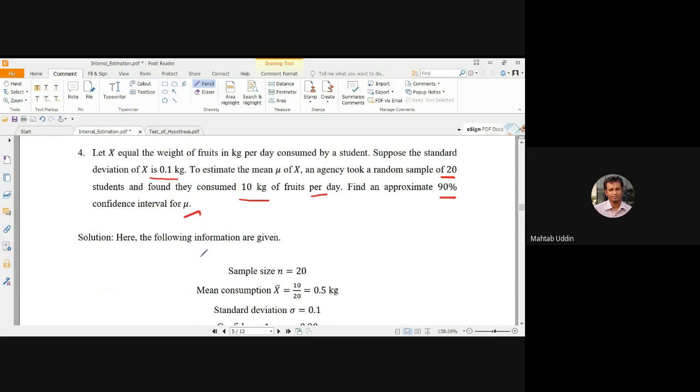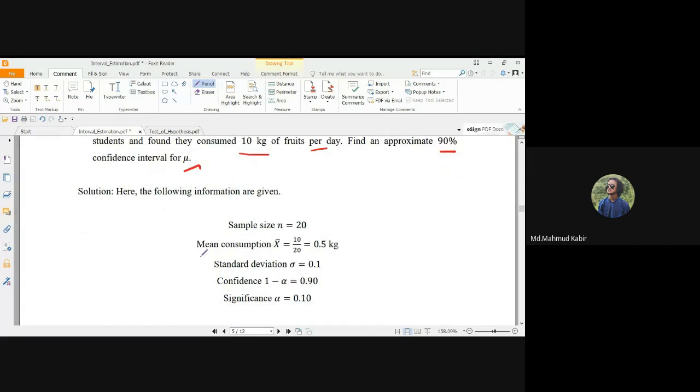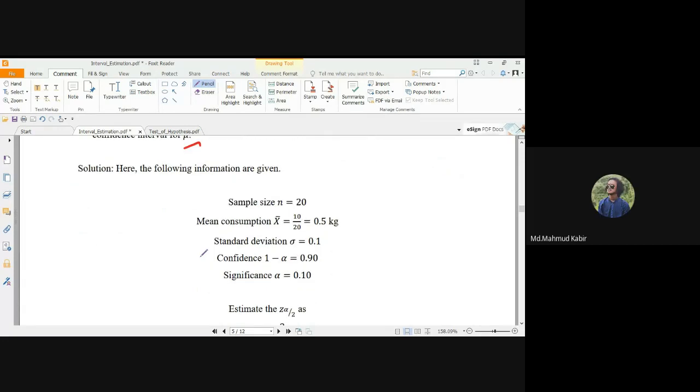So as usual, n should be 20, x bar is 0.5 kg, standard deviation 0.1, confidence 1 minus alpha equals 0.9, so significance 0.1. That is, on average, a student has half a kg of fruit per day, that is, they are very rich, right? Yes, sir.